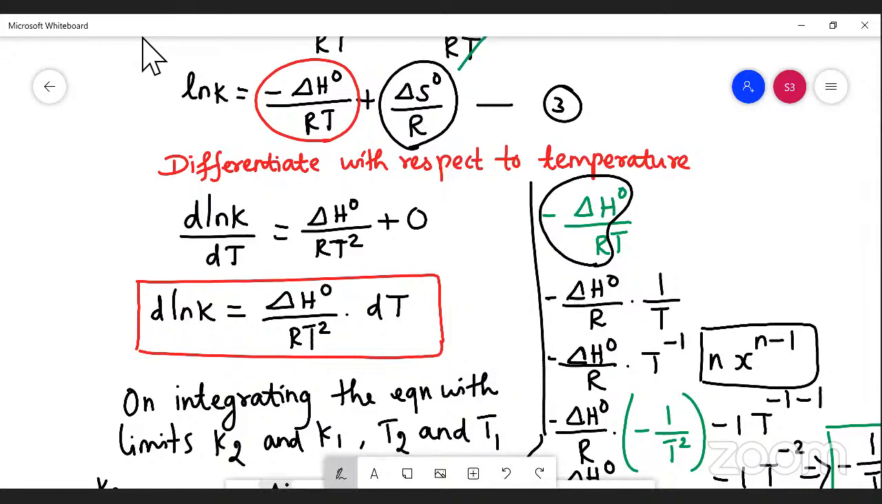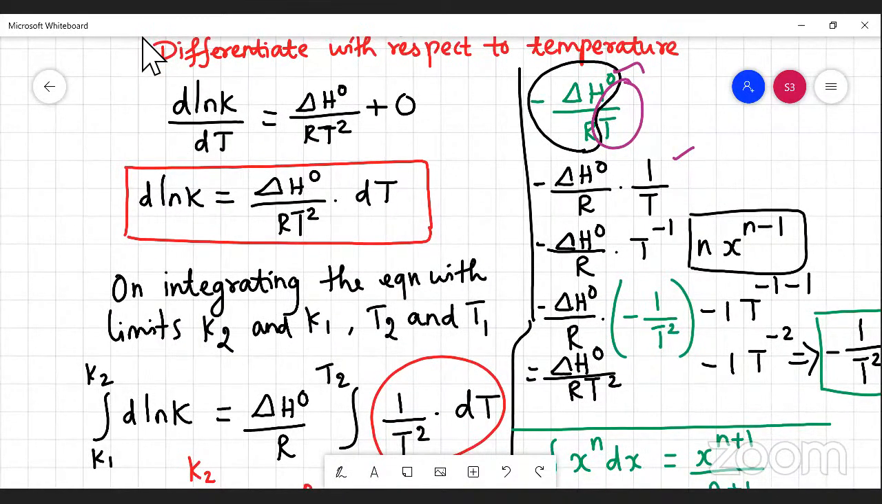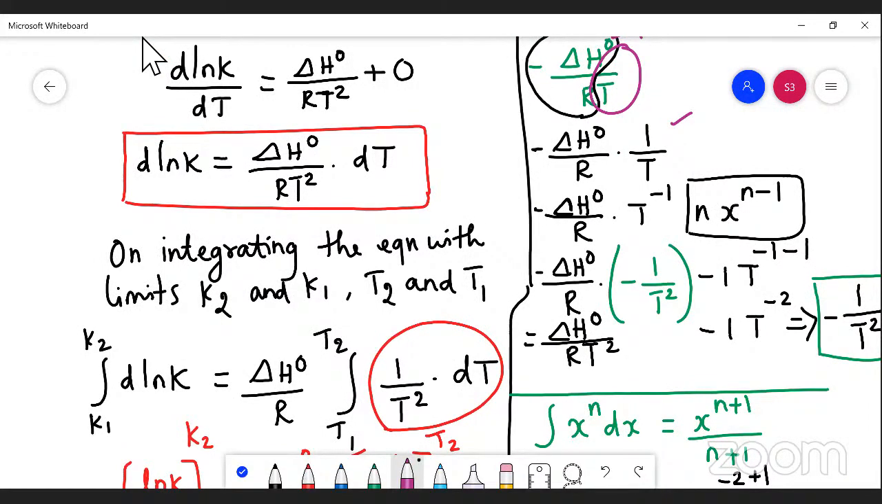If you take del H naught divided by RT and differentiate the whole thing, you take the constant, del H naught divided by R, outside, and what is remaining is 1 by T. I have taken this 1 by T as T to the power minus 1. By using the formula n x to the power n minus 1, I am differentiating this. It will be converted into minus 1 T to the power minus 1 minus 1, and we are getting minus 1 by T square.